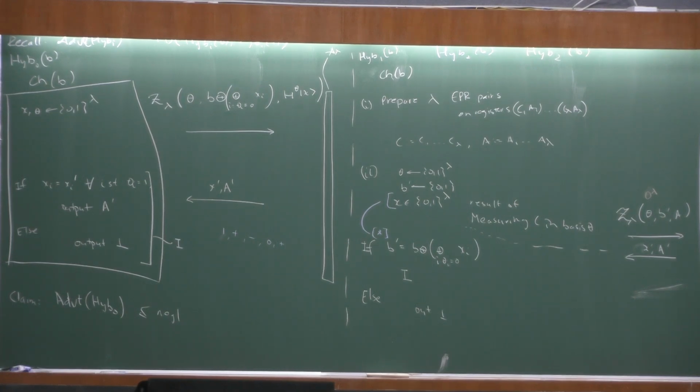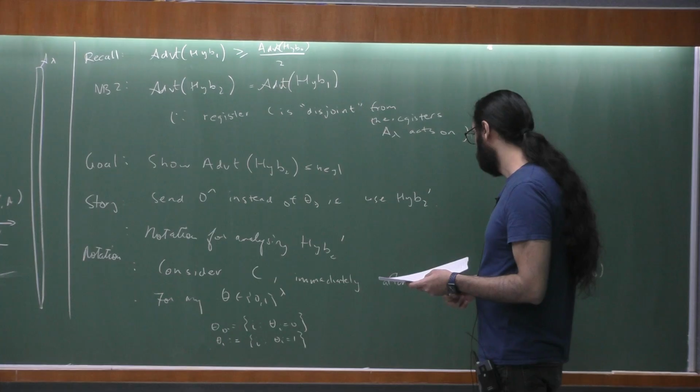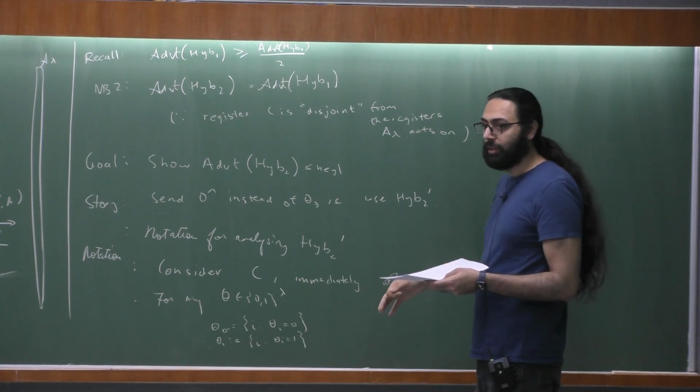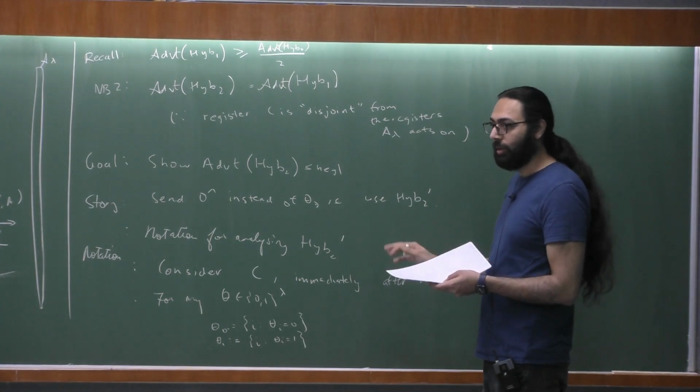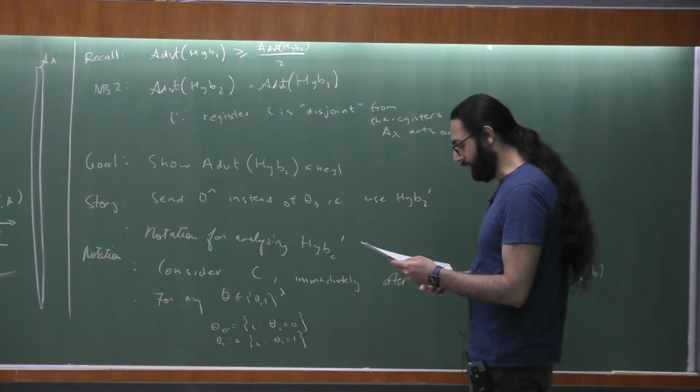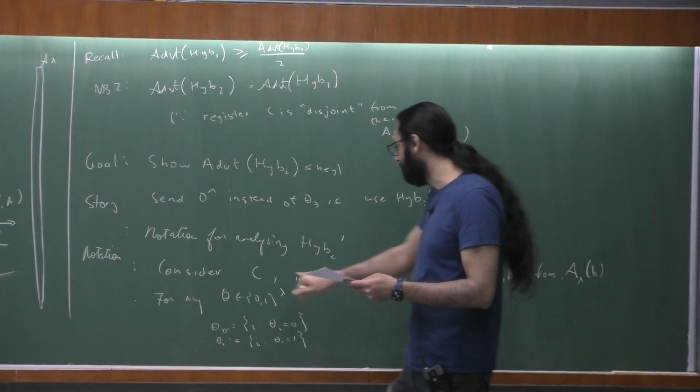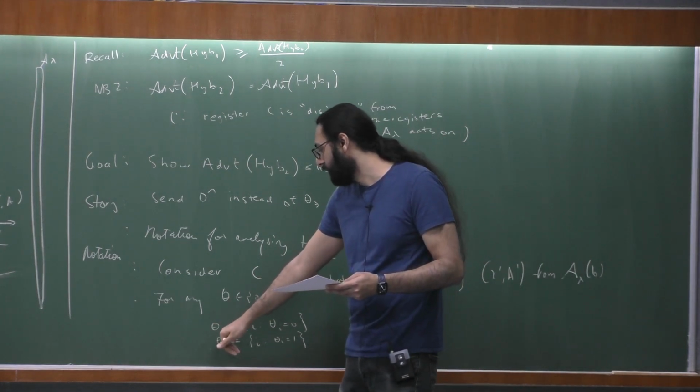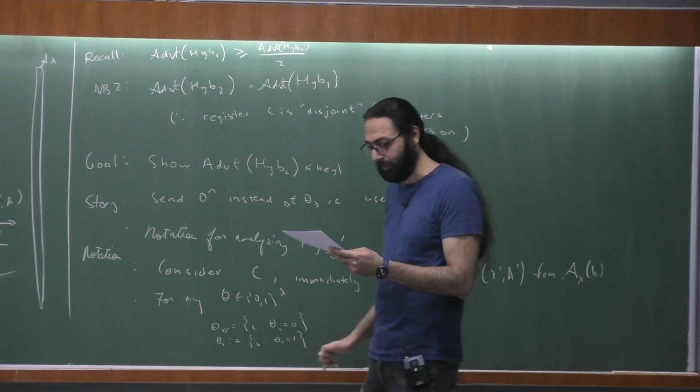So what is the meaning of "consider C"? What is it? Well, I haven't completed it. Consider means keep it in your mind, and then we're talking about that register. So I'm going to describe what I mean. So we're going to split register C into these two parts: one part for theta 0, one part for theta 1.